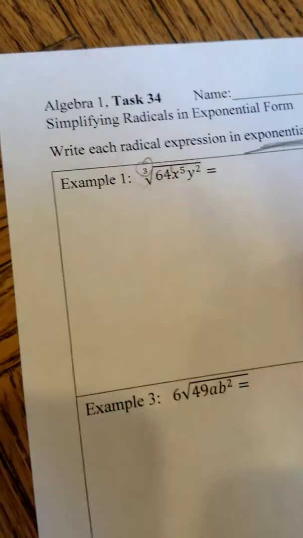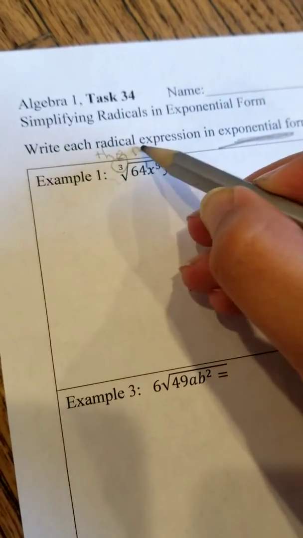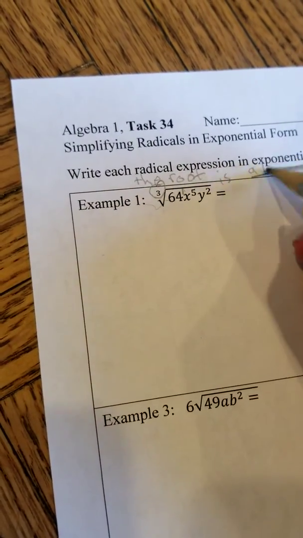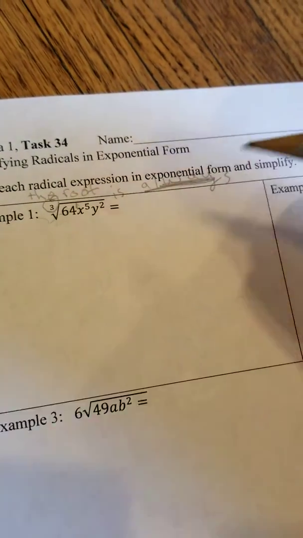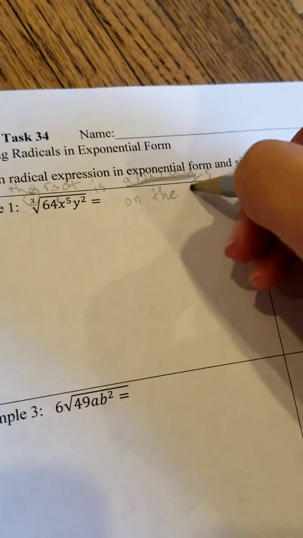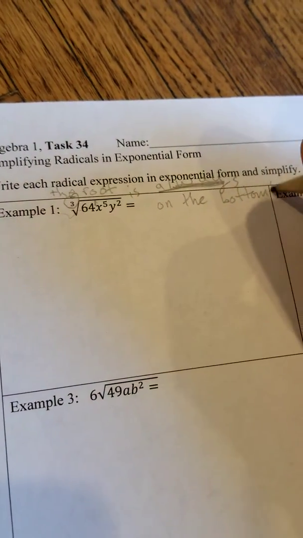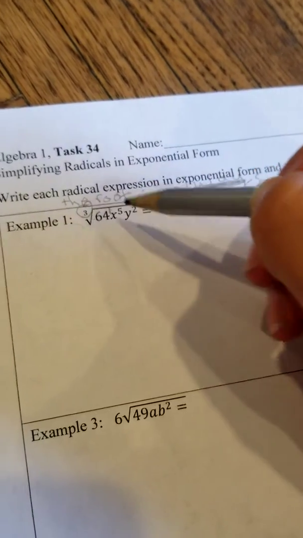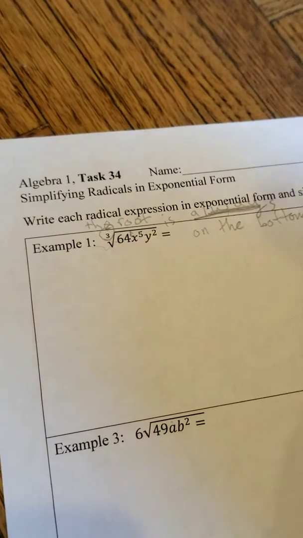Okay, so here's what you need to write down. The root is always on the bottom. Okay, so remember it's always on the bottom of the fraction. Always. So you're going to make these radicals into exponentials that have exponents that are fractions.